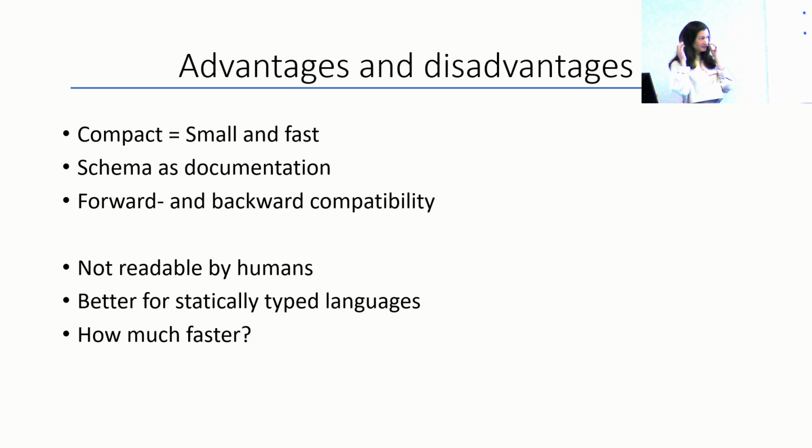So when to use it? As I already mentioned, the main reason is probably that it's compact, it's fast, and it's small. Also, because you need the schema to parse it, the schema has to be up to date and consistent, so it's a kind of documentation as well, which could be a good thing. It's not readable by humans, which might be something that you want, so that's a disadvantage.